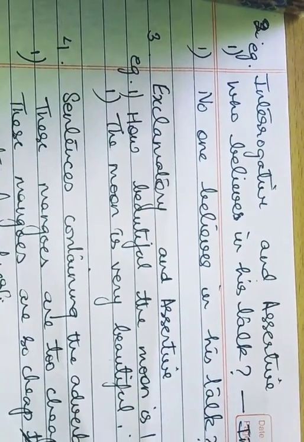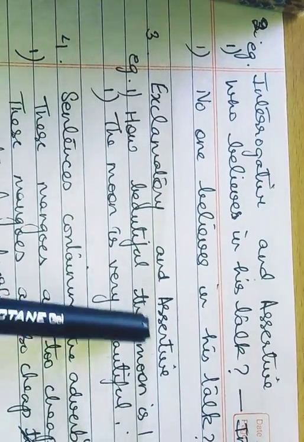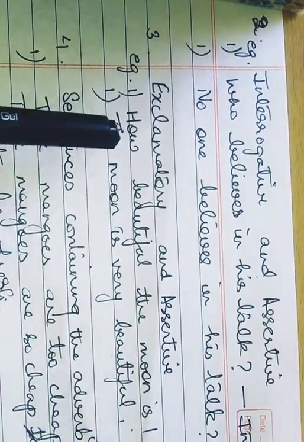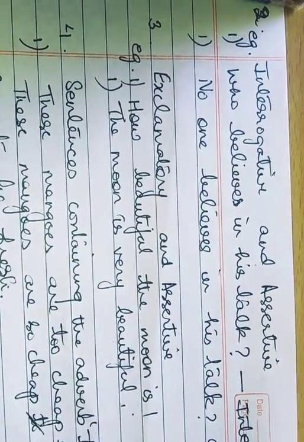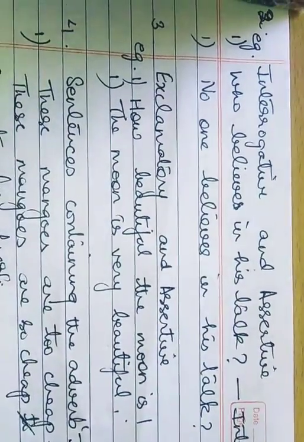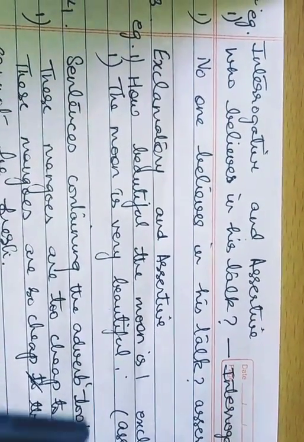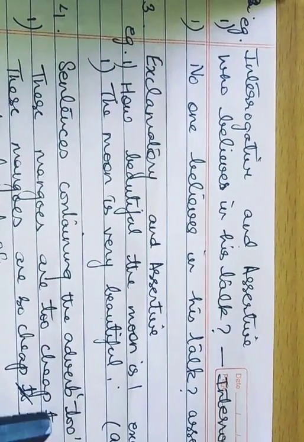The next example, the third one, is exclamatory and assertive. How beautiful the moon is. This is an exclamatory sentence. The moon is very beautiful. This is an assertive sentence.